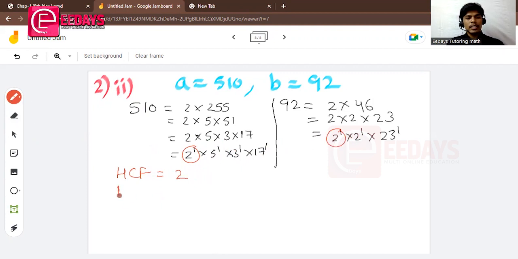Now LCM. Let's find the LCM. LCM is nothing but taking all the numbers with the highest power. The highest power of 2 here is 2 power 1, and the highest power of 2 here is 2 square, right?